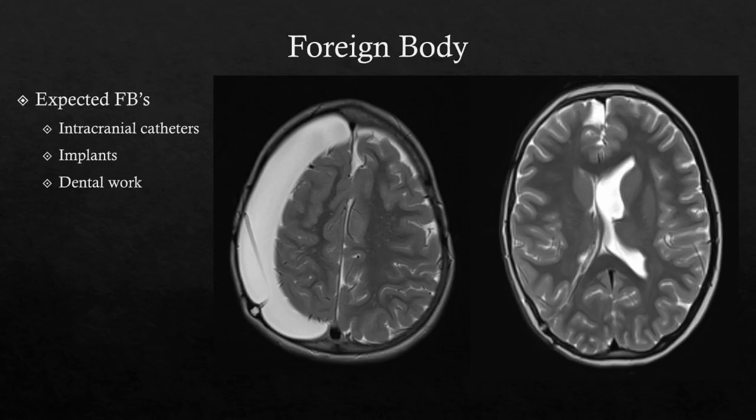Moving on, I'm going to take you through some foreign bodies. We see expected foreign bodies all the time on our imaging. So for example, intracranial catheters, different types of implants that patients have, and dental, especially in pediatric population, we get a lot of teenagers with fixed braces, which can be quite problematic for imaging. This is a common occurrence for us, and we do see these all the time.